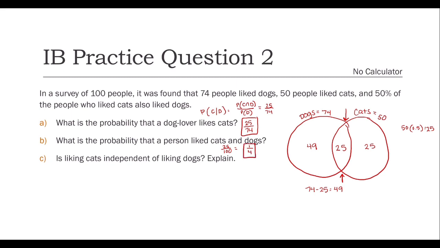Finally, part C says, is liking cats independent of liking dogs? Explain. So first we'll find our probability of liking cats. So that's going to be the total number of cats out of the total, which is 1/2. So our probability of liking a cat, given that they're a dog lover, was found in part A, and that was 25 over 74, which is approximately 1/3. So because the probability of liking cats is not equal to the probability of liking cats given that they're a dog lover, then we know the events are not independent.